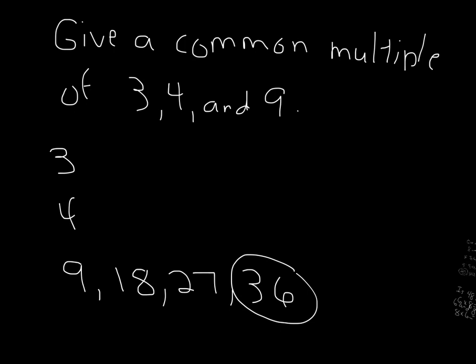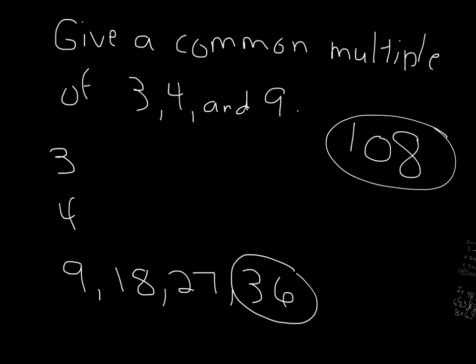And actually, that is also the least common multiple. When we're dealing with especially fractions, knowing the least common multiple and not just multiples in general is going to be very important. Now, I told you before that you could find common multiples by just multiplying the numbers together. You could have done 3 times 4 times 9, which is 12 times 9, which is 108. 108 is also a common multiple. I like 36, though, because it is the lowest or the least common multiple.